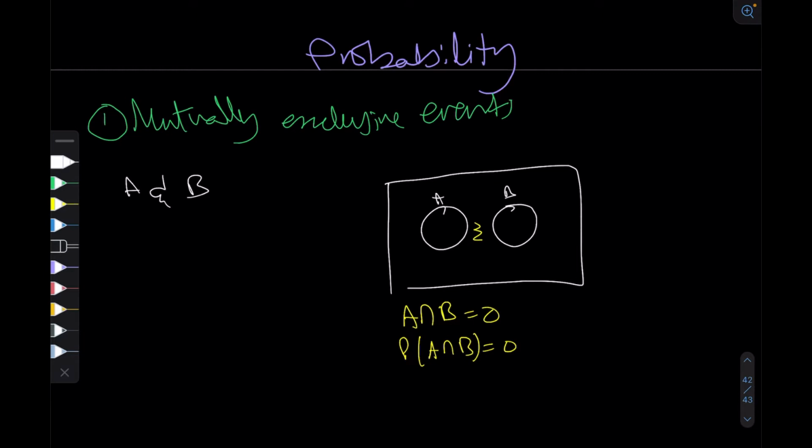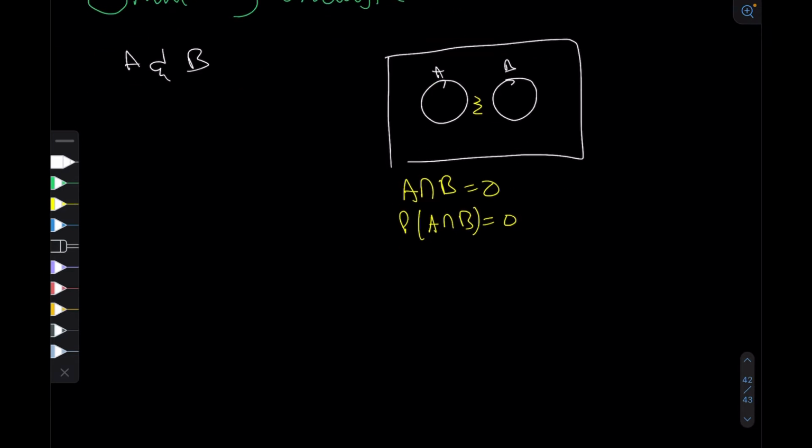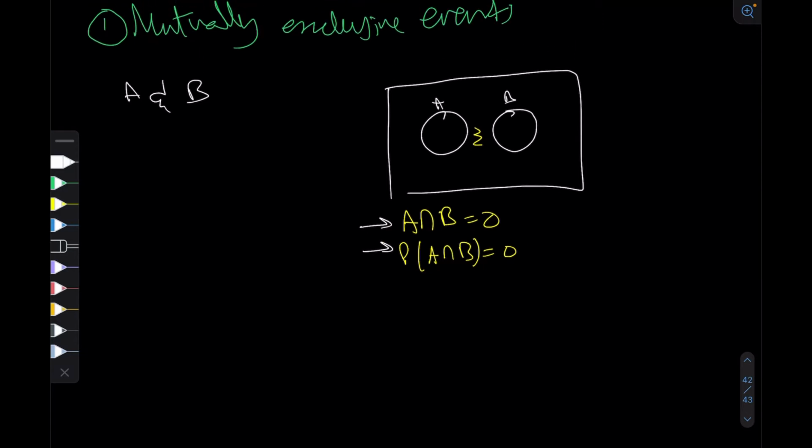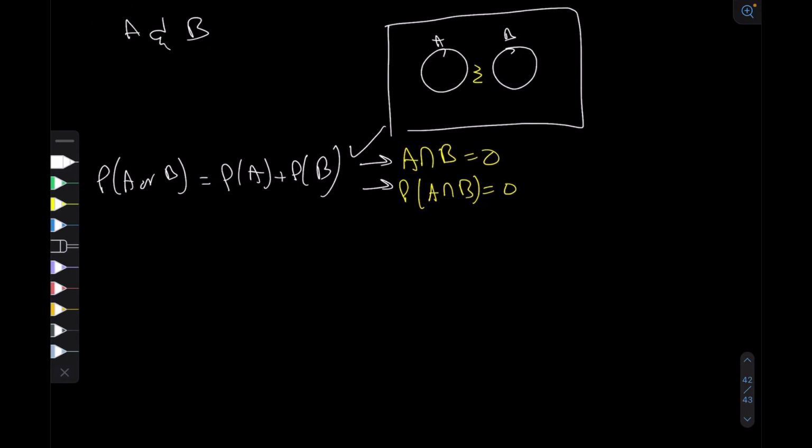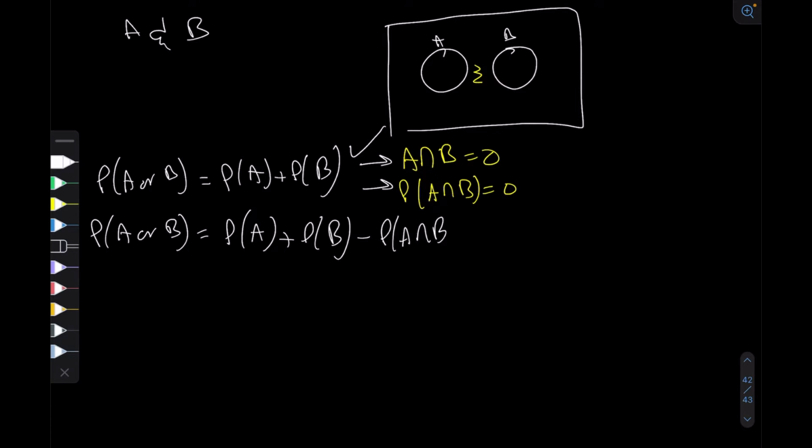So how do you check if two events are mutually exclusive or not? Well, to write out the formal test, if the probability of A or B is equal to probability of A plus the probability of B, then the events are mutually exclusive. So the general formula for probability of A or B is equal to probability of A plus probability of B minus probability of A intersection B, right?